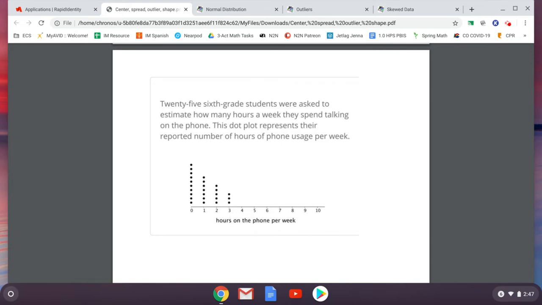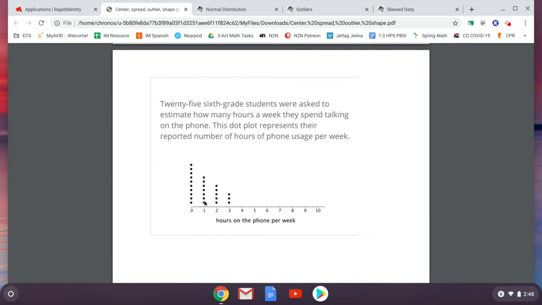So I want to kind of throw a question out to you. How many hours would you say that these students typically spend talking on the phone? And we're thinking about that word typically. So I would say that these students typically spend about 1 hour on the phone per week. And we can see that by if there's about 10 kids here, and then over here in 2 and 3 hours, we have 8 kids.